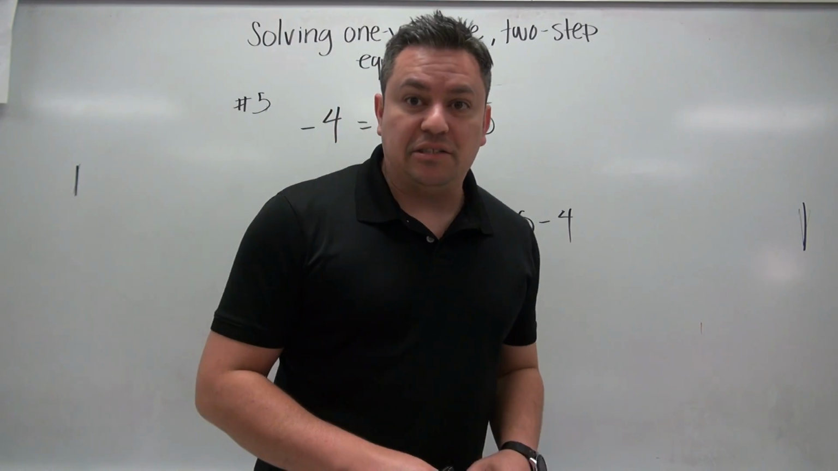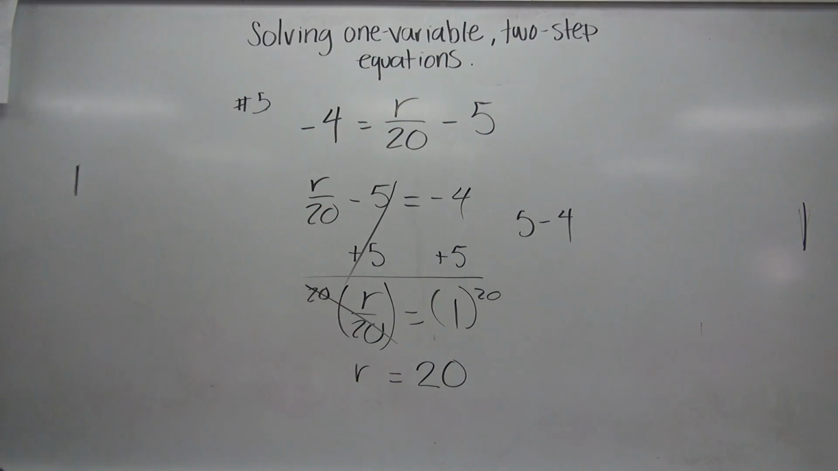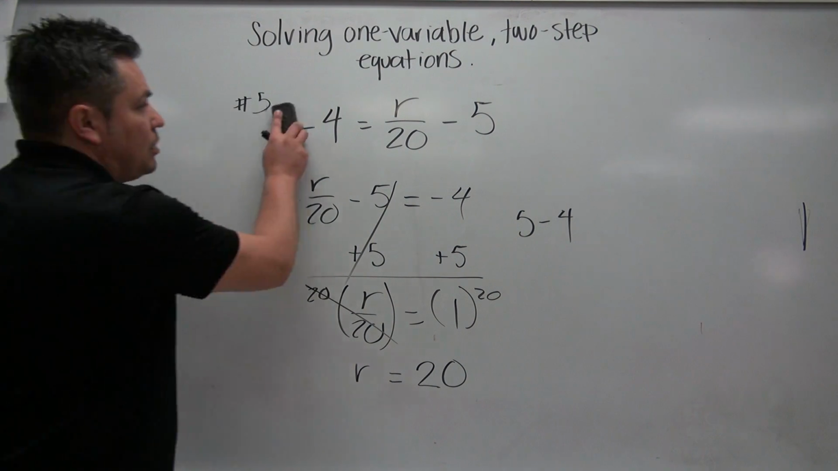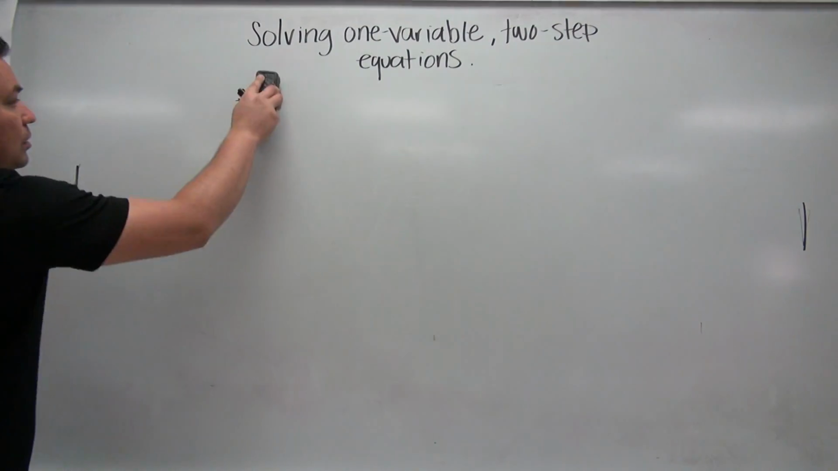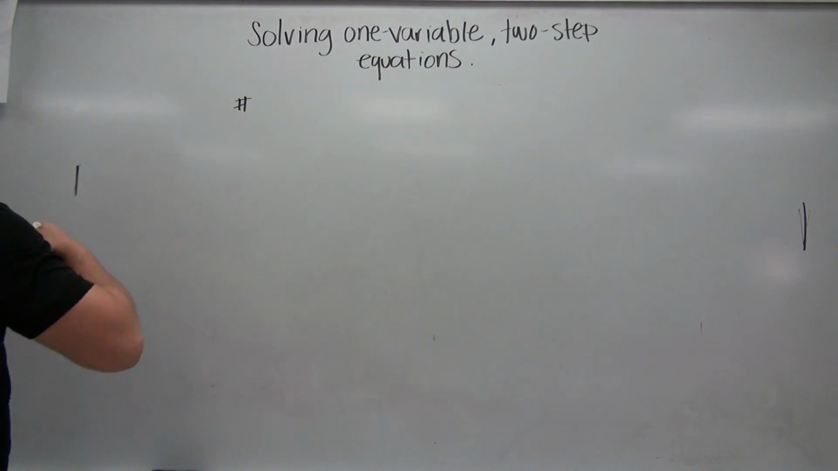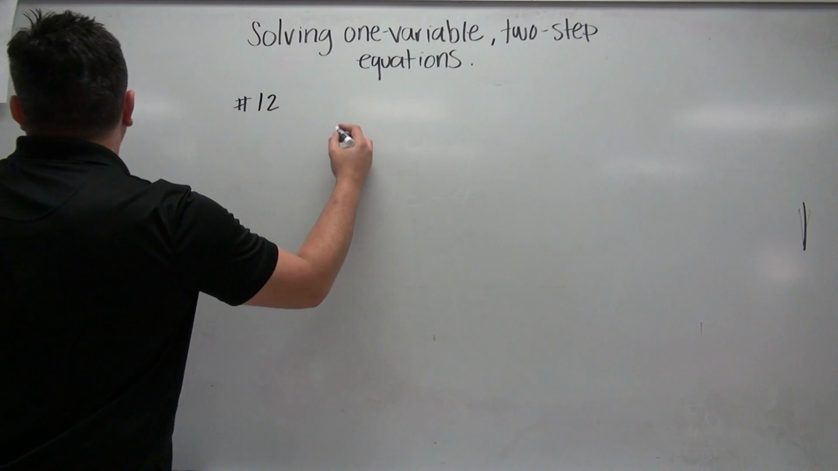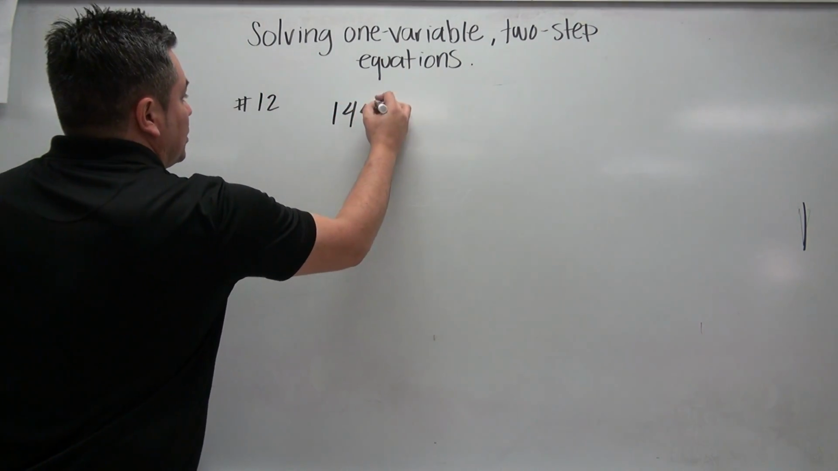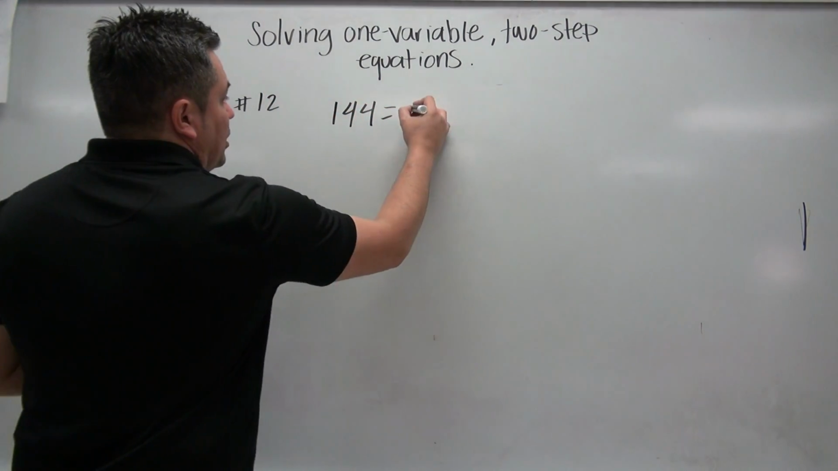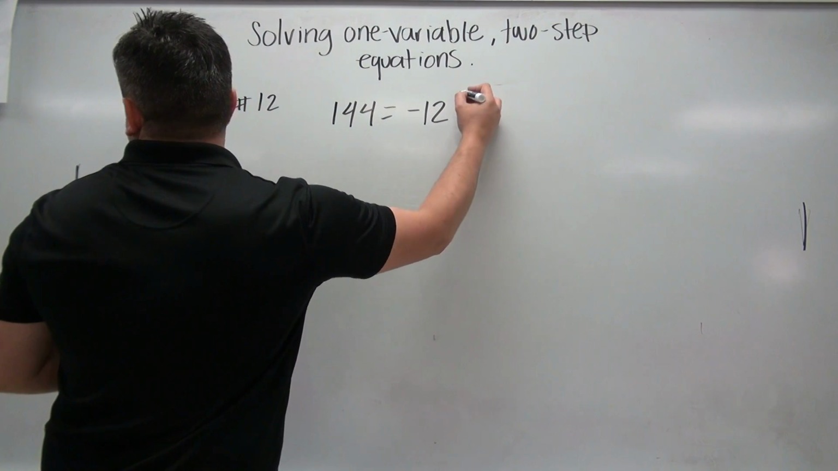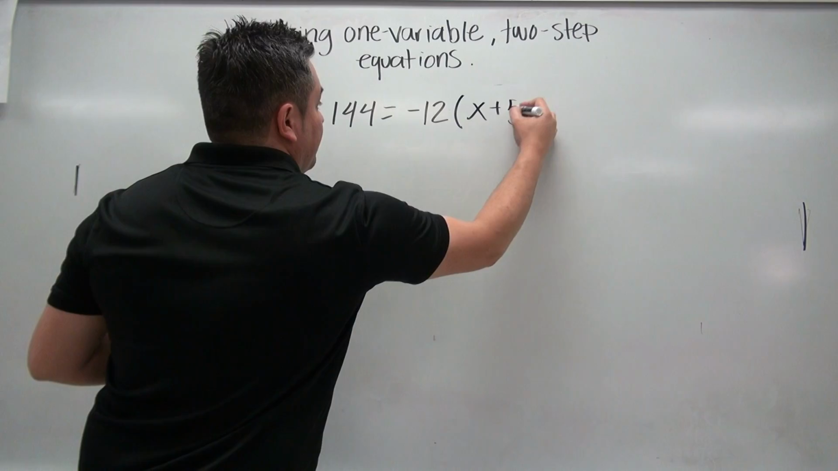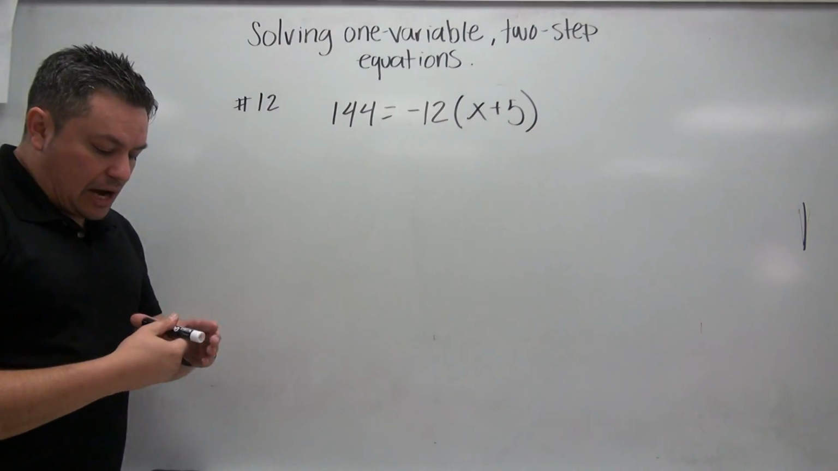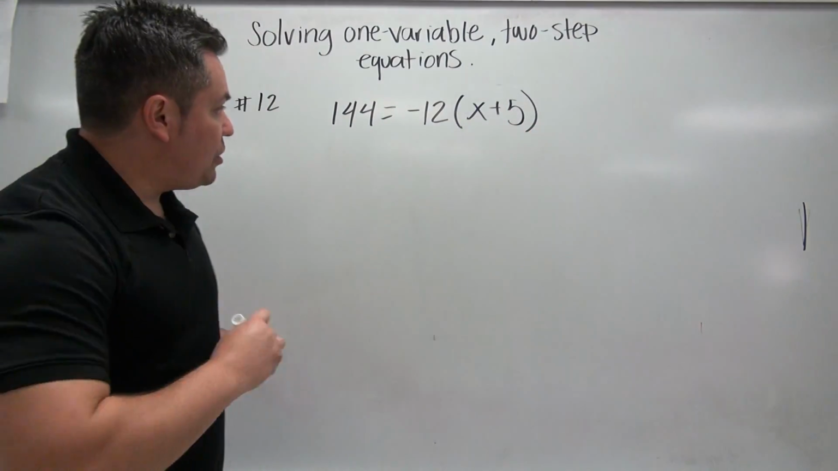Okay, I took care of the AC, so now we're going to go back and do the next number. Which one is next? Number 12. Number 12 says 144 equals negative 12 parentheses x plus 5 parentheses.